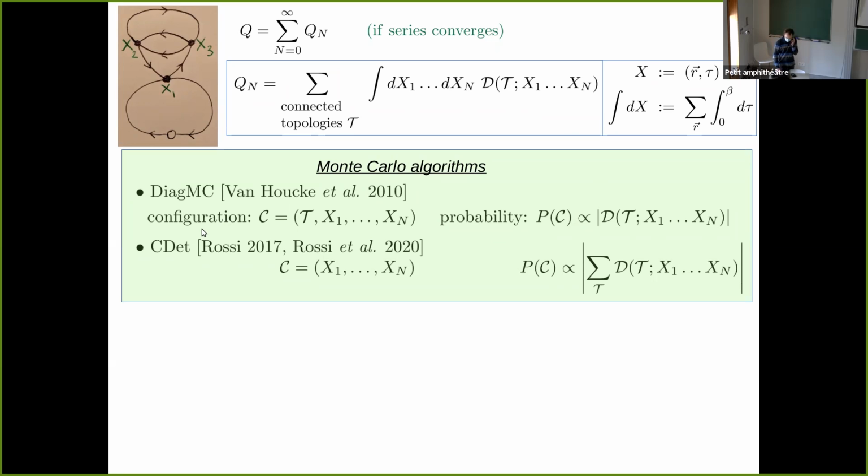Another kind of algorithm was introduced by Riccardo Rossi. And there, a configuration is just given by the set of internal variables. And the weight is now given by the absolute value of the sum over all topologies of the integral. And this sum is done exactly with machine accuracy.